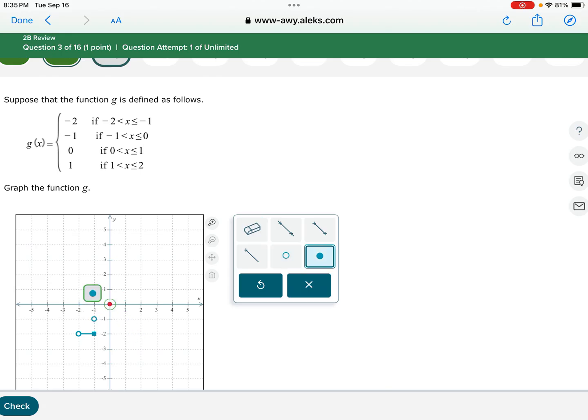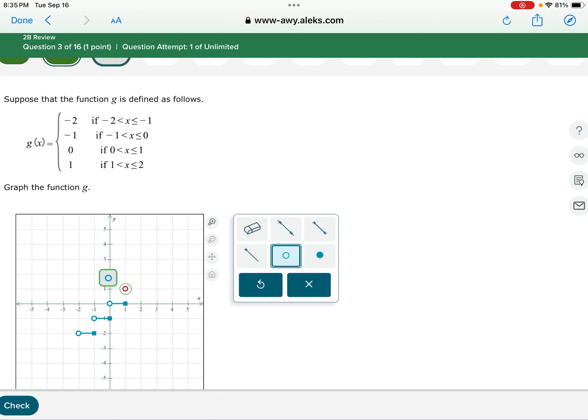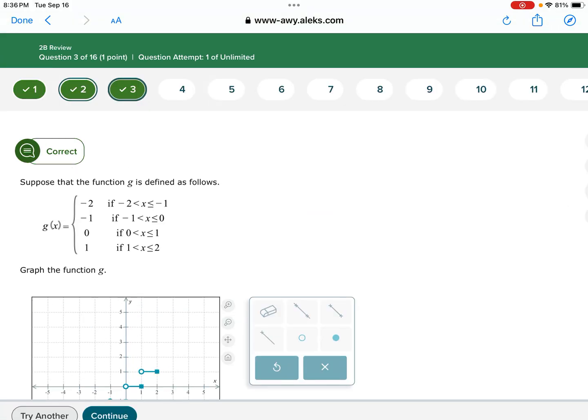And then we'll put this right here. Do a line segment from here to here. Open circle here. Closed circle there. Do a line segment from there to there. Open circle here. Closed circle here. And do a line segment from there to there. Let's go ahead and check it. And we're good to go.